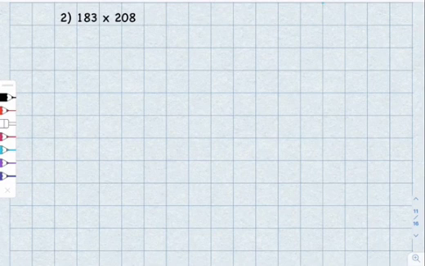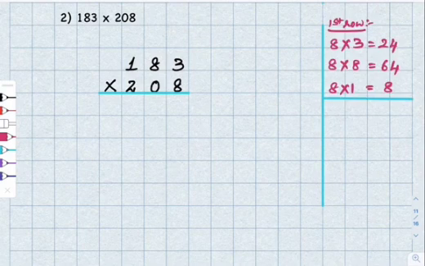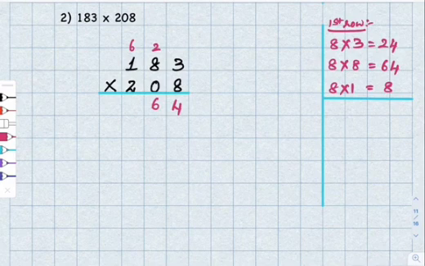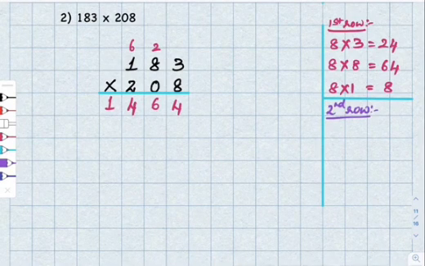183 into 208. For the first row, we'll be considering 8. Now we'll write the calculation here. 8 3s are 24, 4 here, 2 on top. 8 8s are 64 plus 2, 66. 8 1s are 8 plus 6 is 14. Now for the second row, we'll have to consider 0. So 0 into anything is 0. So all the calculations here, the second row will have only zeros.